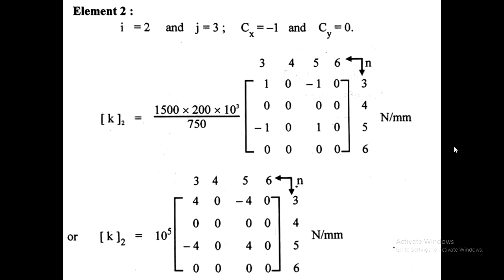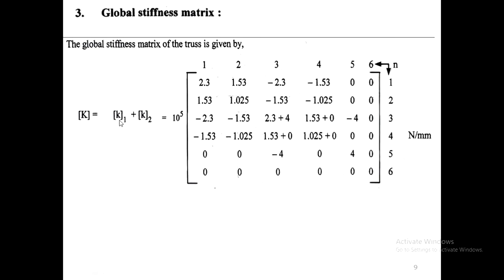Similarly, we can calculate element stiffness matrix for element 2, that is i equal to 2, j equal to 3, that is node 2, 3, Cx minus 1 and Cy 0. So put all values and we will get matrix K2. Then the next step, that is the global stiffness matrix: summation of stiffness matrix of element 1 and element 2.